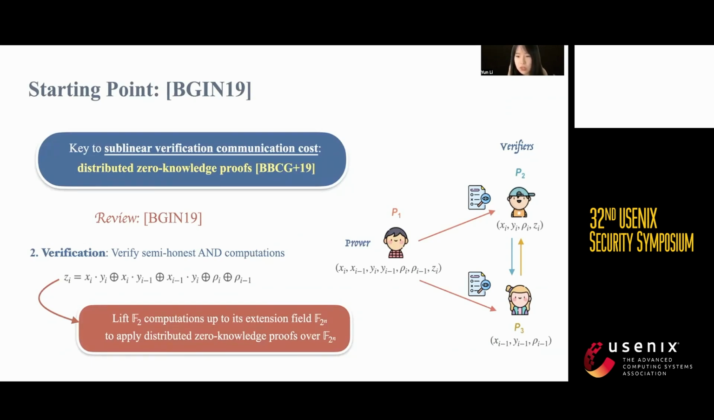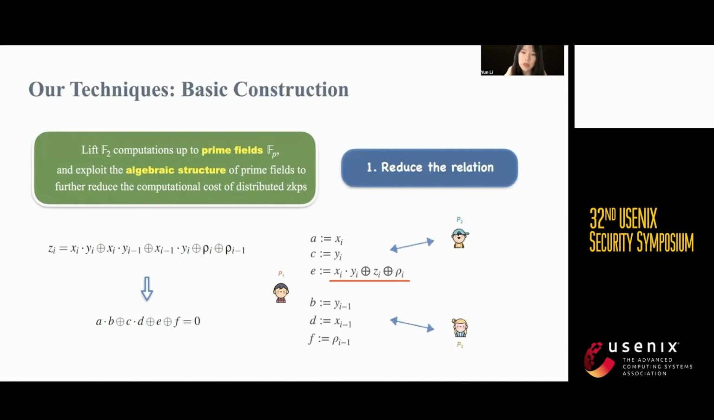But for binary circuits, they have to lift the computation over the binary field up to its extension field, and apply the distributed zero-knowledge proofs over the extension field. This is quite expensive. On the other hand, previous works have experimentally shown that distributed zero-knowledge proofs over prime fields have good efficiency. Thus, our idea is to do verification over a prime field rather than a binary extension field, and take advantage of the algebraic structure of prime fields to further reduce the computational cost.